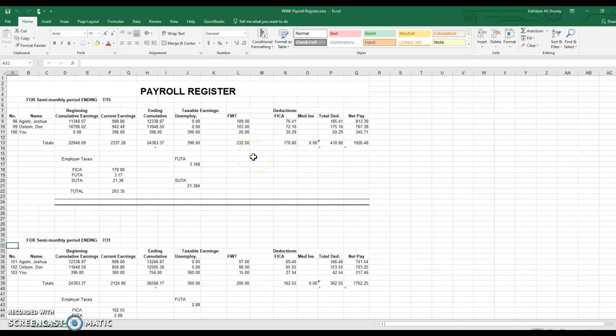So you would debit the various wages accounts for a total of $2,337.28. You're going to credit employees' income tax for $232. You're going to credit FICA tax payable for $178.80, and you're going to credit cash for $1,926.48. Now we are writing checks.